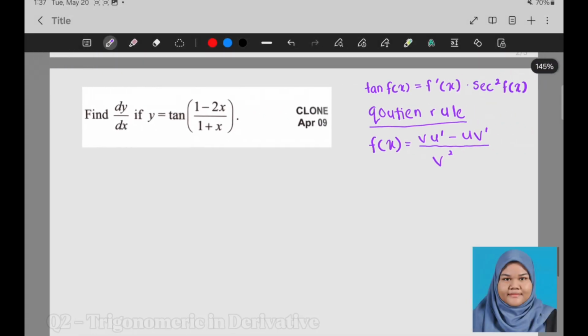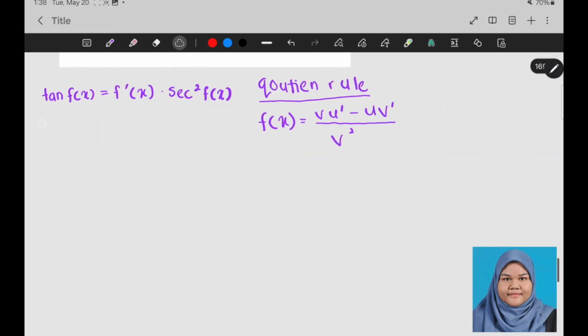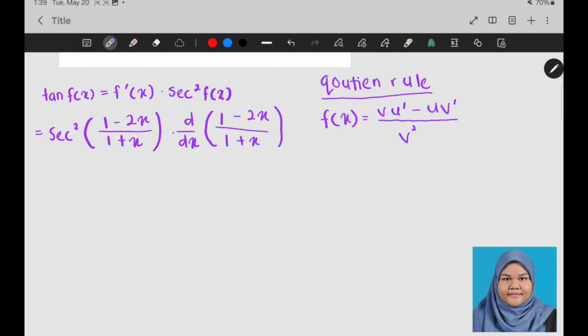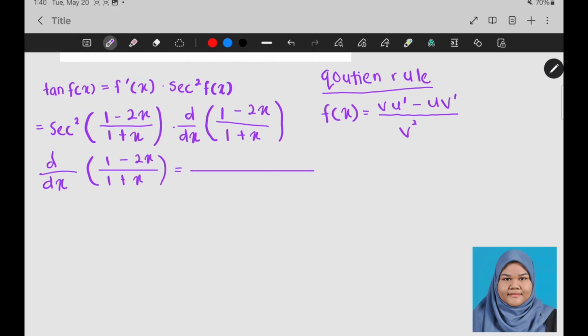The question is find dy dx if y equals tangent of (1 minus 2x over 1 plus x). First, we differentiate tangent, so it equals sec squared of (1 minus 2x over 1 plus x) multiplied with d dx of (1 minus 2x over 1 plus x). So we need to find d dx of (1 minus 2x over 1 plus x). We use the quotient rule to find it. Let u equal 1 minus 2x, u prime equal negative 2, v equal 1 plus x, v prime equal 1, and we substitute it.